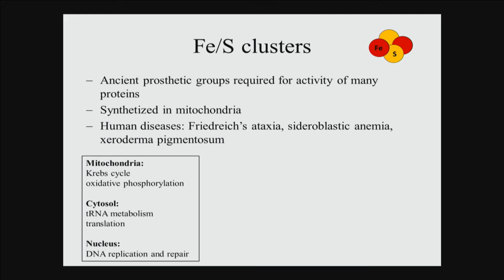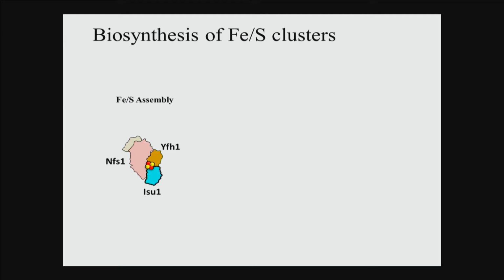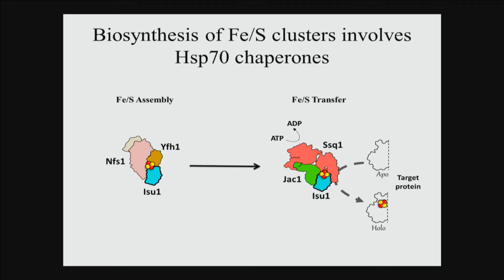In mitochondria they are involved in the Krebs cycle and oxidative phosphorylation, such as this aconitase with a 4-iron-4-sulfur cluster bound by cysteines. In the cytosol, it's tRNA metabolism and translation, and in the nucleus, DNA replication. Disorders in iron-sulfur cluster biosynthesis are related to many diseases like Friedreich's ataxia, sideroblastic anemia, and so on. The iron-sulfur clusters are built on the ISU protein, which is a molecular scaffold, and they are synthesized by the cysteine desulfurase, the sulfur donor, and the iron donor YFH1. The next step is the Hsp70 chaperone-mediated transfer to the recipient protein.